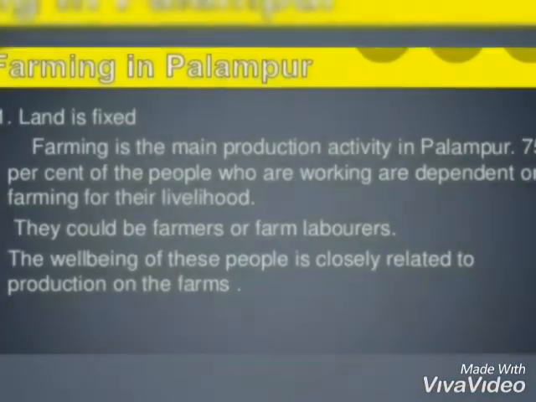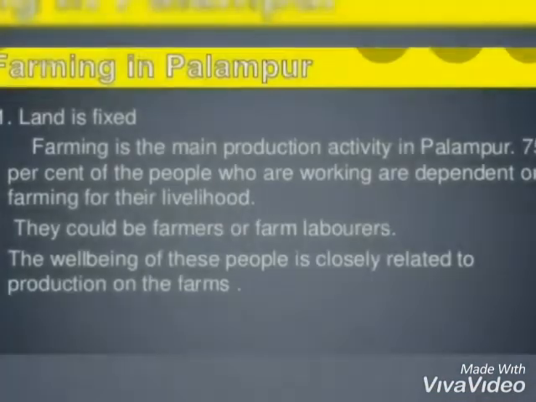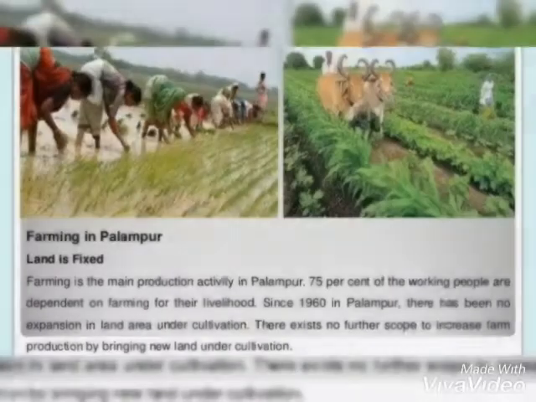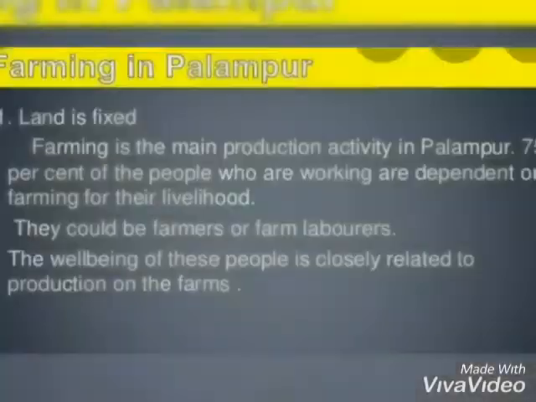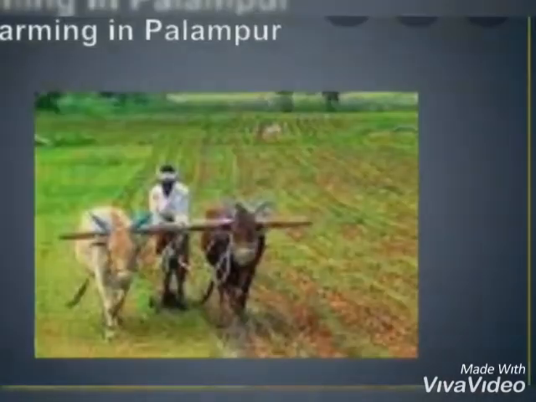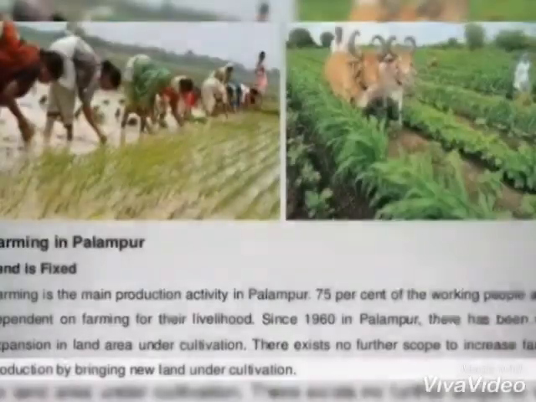Students, farming in Palampur is based on the following factors. The first is that land is fixed. About 75% of the population are dependent on farming in Palampur. Land area under cultivation is fixed. There has been no expansion in land area under cultivation since 1960.